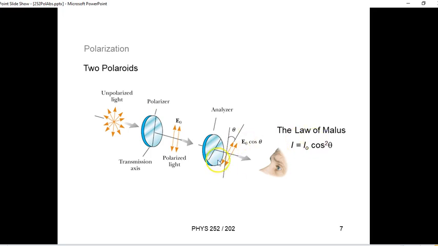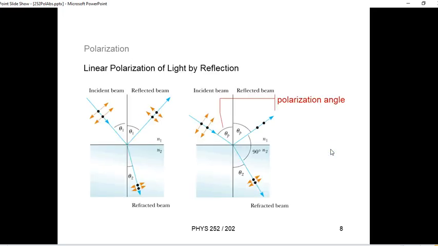Notice that when the angle between the two axes is 90 degrees, there should be no light getting through, which is what we saw in the last slide. And the most light's going to get through when the two axes are parallel, so the angle theta is 0.